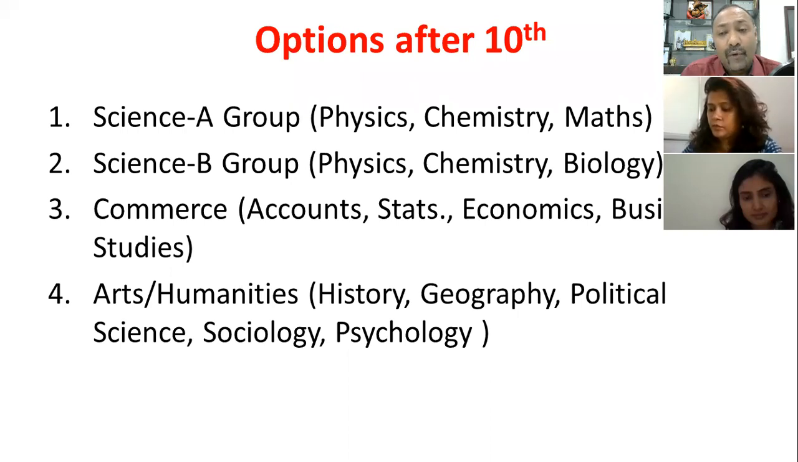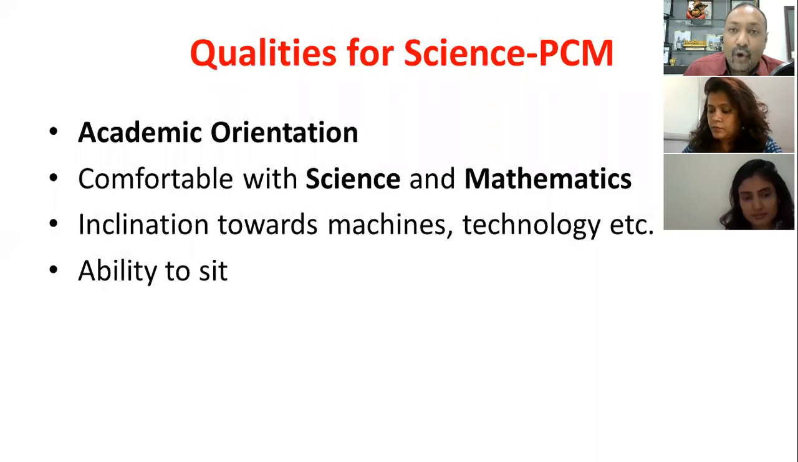Or you can go for the combination of arts or humanities related subjects, where you study history, geography, political science, sociology, psychology, philosophy, and so on. Whatever subject you have taken in your 11th and 12th, whether you should take that is the first assessment, which you can do for yourself. And then I'll be sharing with you what are the pure stream options available for you to study.